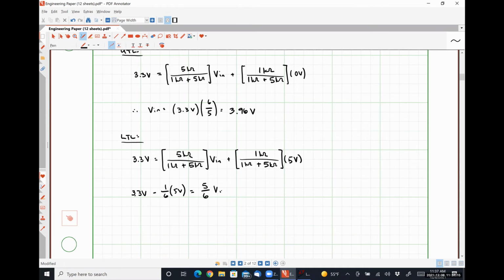5/6 of Vn. So that means we're going to have 6/5 of 3.3 volts, let's see, minus, oh my gosh, so let's see, 6 times 1/6 is going to be 1/5, right? Sixes cancel each other out, so minus 1/5 of 5 volts.